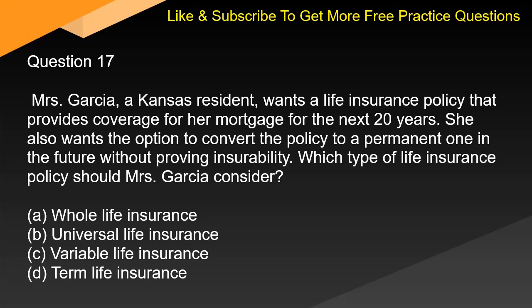Mrs. Garcia, a Kansas resident, wants a life insurance policy that provides coverage for her mortgage for the next 20 years. She also wants the option to convert the policy to a permanent one in the future without proving insurability. Which type of life insurance policy should Mrs. Garcia consider? A. Whole life insurance. B. Universal life insurance. C. Variable life insurance. D. Term life insurance.